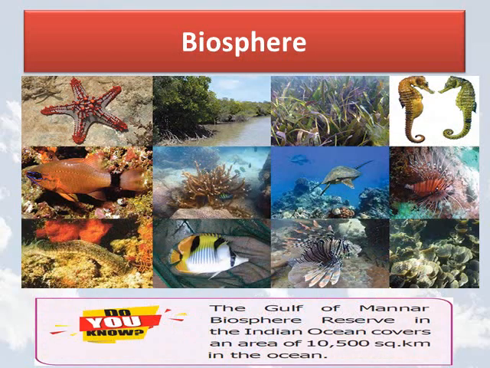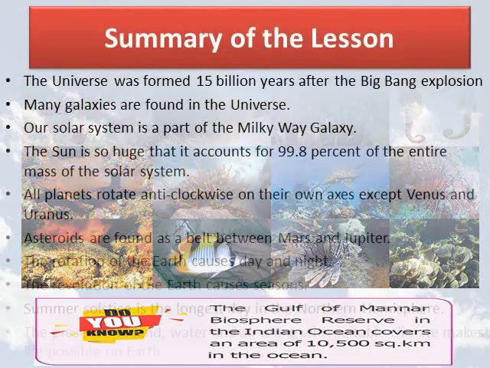Dear children, the biosphere we can find in the Gulf of Mannar Biosphere Reserve in the Indian Ocean covers an area of 10,500 square kilometers in the ocean. It is so diverse. You can see the biodiversity in the picture that I have given you.